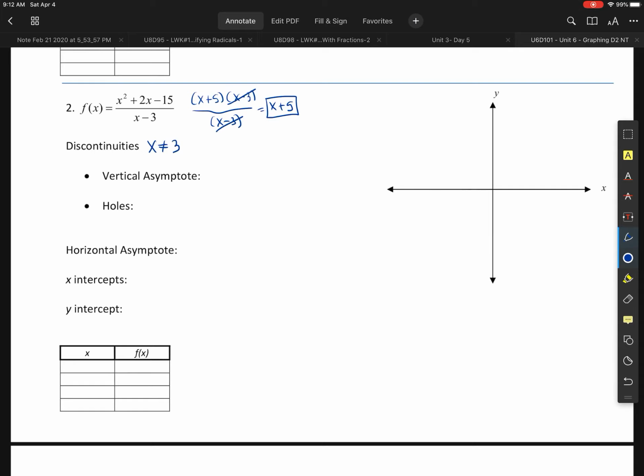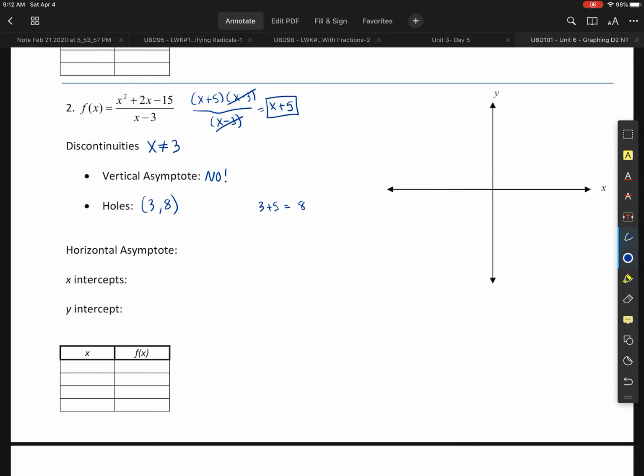So since we do not have a denominator, there is no vertical asymptote. There's nothing left in our denominator. That means that 3 is the x value of our hole. So I plug in 3 plus 5, that gives me 8. So my hole is (3, 8).